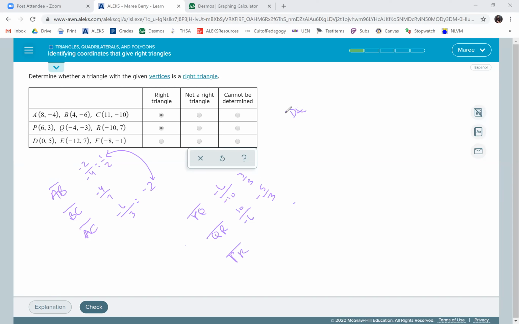Okay, so DE, let's do it really quick. EF and DF, finding the slope. So DE, 7 minus 5 is 2. Negative 12 minus 0 is negative 12. So negative 1/6. EF, negative 1 minus 7 is negative 8. Negative 8 plus 12 is 4. Negative 2. Okay, DF. Negative 1 minus 5, negative 6, and negative 8 minus 0, negative 8. Positive 3/4. So no. See, I could have guessed and gotten it right, but I wouldn't recommend that.